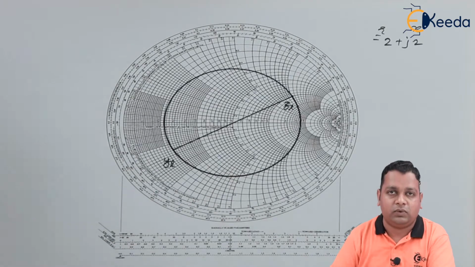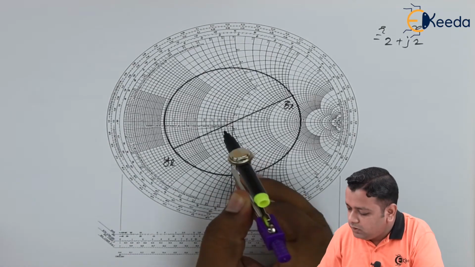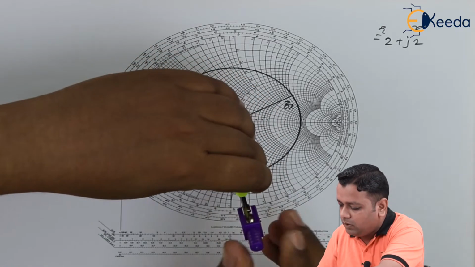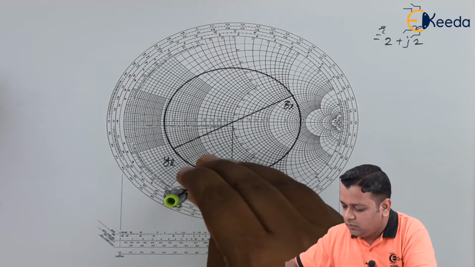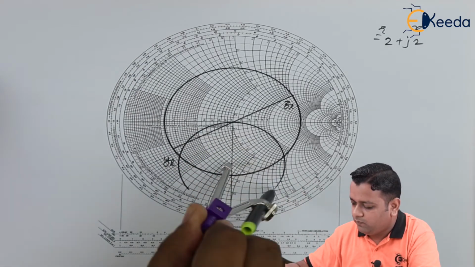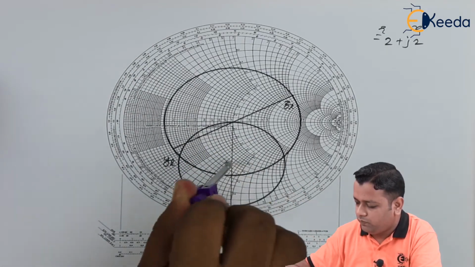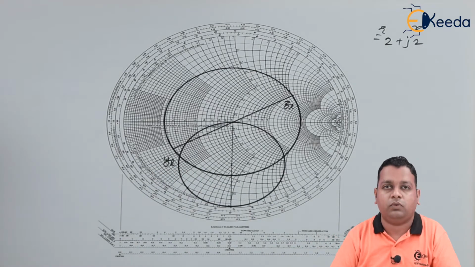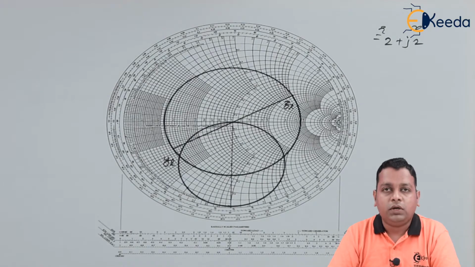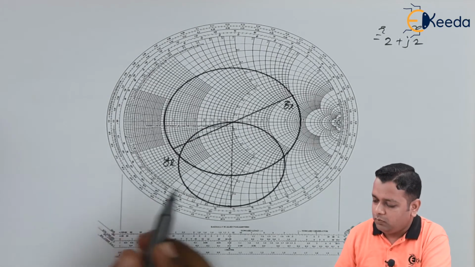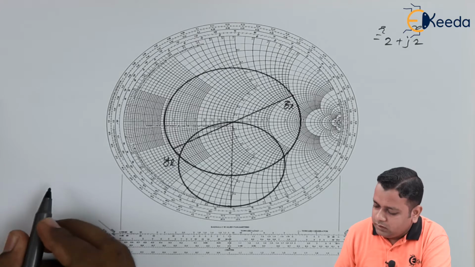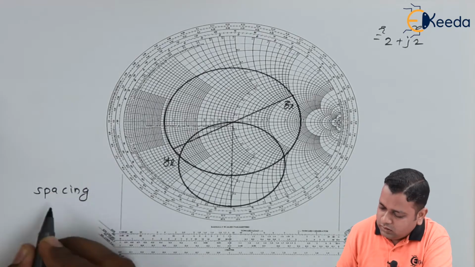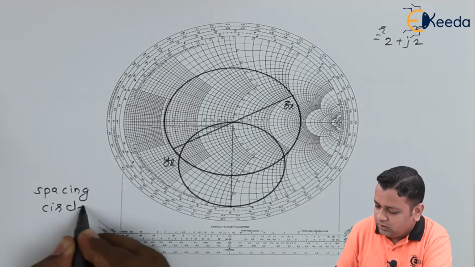So let us draw that one. So here we shall be drawing a spacing circle. So this will be the midpoint of this diameter, and now we shall be drawing it like this. So it will be touching 1.0 on the downward side here. So here on the Smith chart we shall be providing a nomenclature. So here we provide the name. This is the spacing circle here.